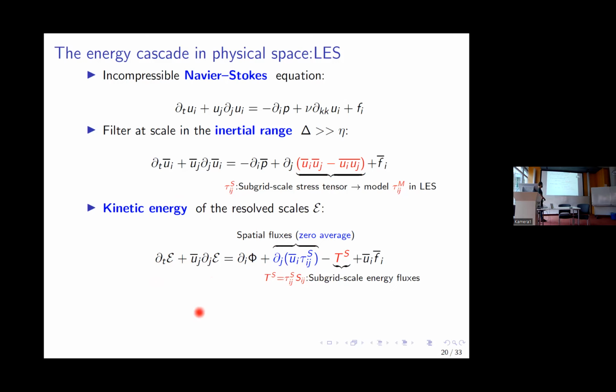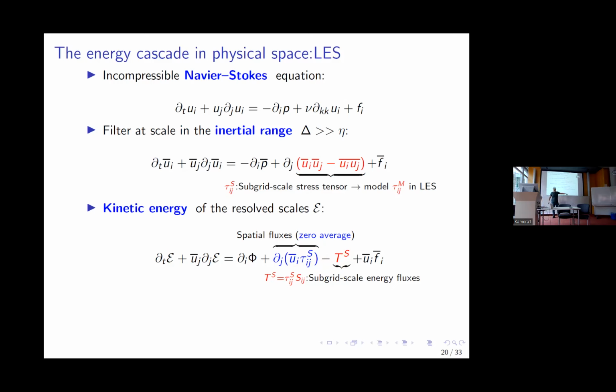And this term, if you average it over the computational domain, it will give you 0. It's a flux, okay? Unless you're putting something through the boundaries, it has to average to 0. And the thing that remains is this term here, which is associated with the energy cascade. These terms tell you the direction of the fluxes, whether the energy is going up or down. This is an energy, and you have a minus sign here.